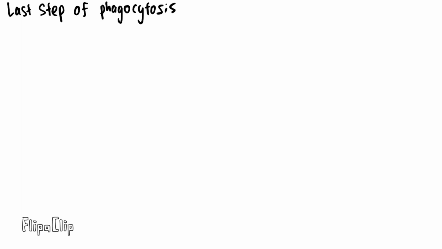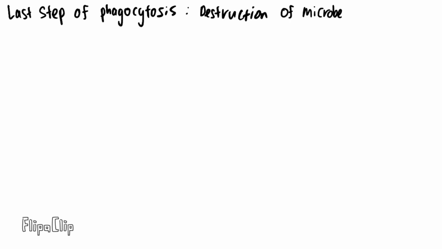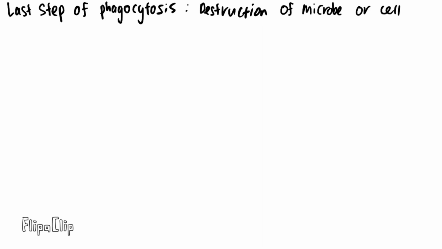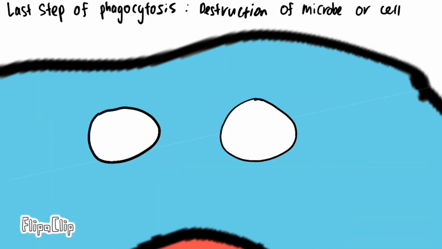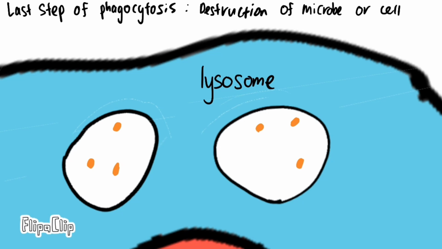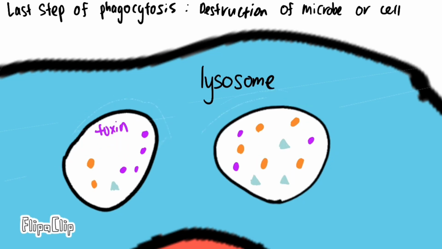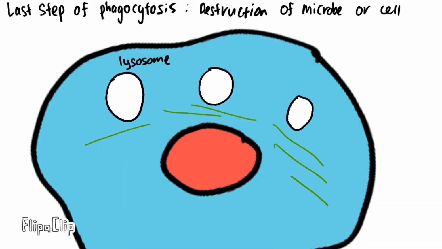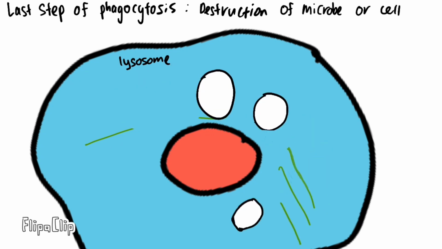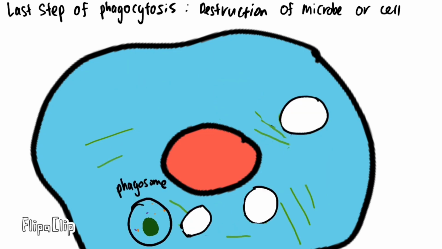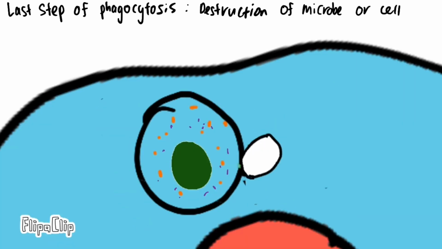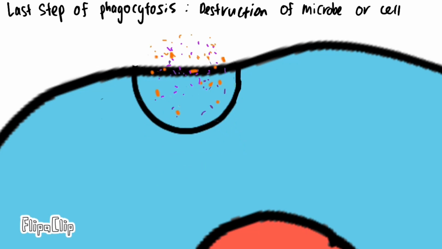The last step of the phagocytosis process is the destruction of the microbe or cell. The phagocytes contain membranous sacs called lysosomes that contain various digestive enzymes, microbicidal chemicals, and toxic oxygen radicals. Lysosomes travel along microtubules within phagocytes and fuse with phagosomes containing the ingested microbes, and so the microbes are destroyed. And then all the contents are removed through exocytosis.